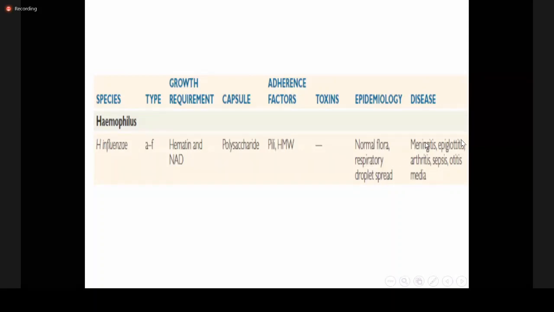They can cause meningitis, epiglottitis, arthritis, sepsis, and otitis media, meaning middle ear infection. Otitis media is very common in children. So meningitis, epiglottitis, remember this.